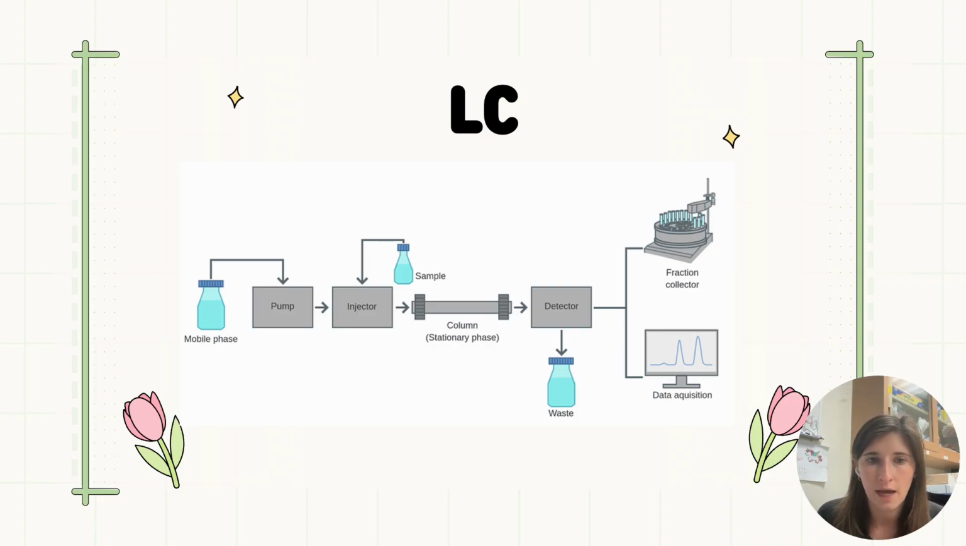And you can see here that our mobile phase is going to go into the pump, and then it's going to go into the injector where it is mixed with the sample. It's then at that really, really high pressure going to be pushed through the column or the stationary phase before it reaches the detector. And then in the detector, it's going to give us our data acquisition. You can see here that this directly goes into a liquid waste.